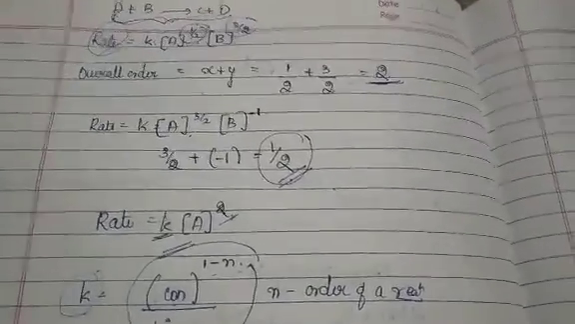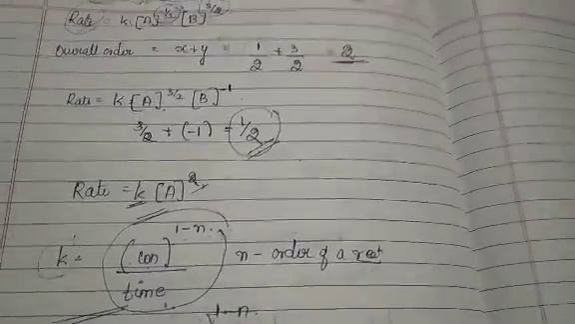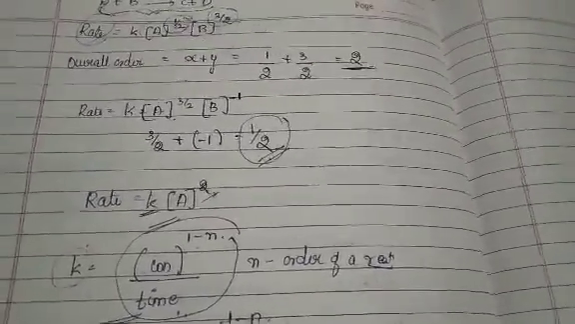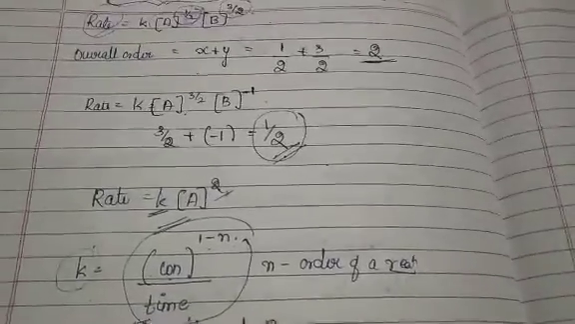Also you have to keep in mind that it is an experimentally determined value. Theoretically, we cannot obtain the order of a reaction.